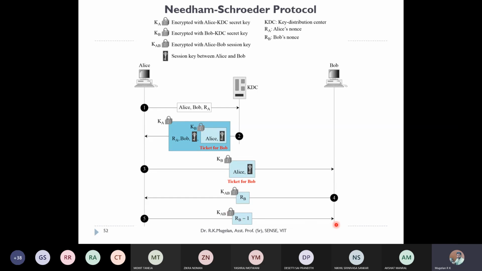Once this step is over, only then will Bob come to know that the proper session key has been shared between Alice and Bob. Then they will start the transmission of data.